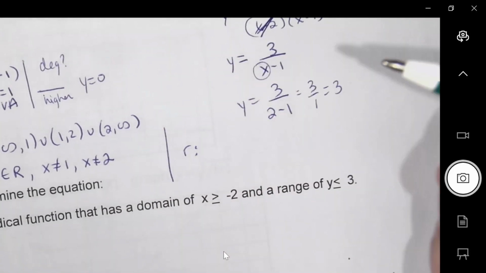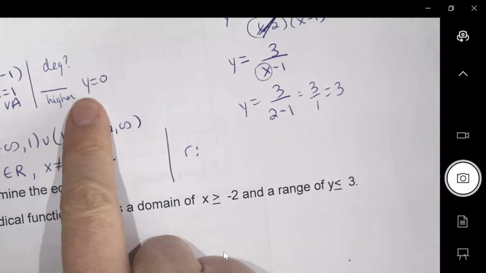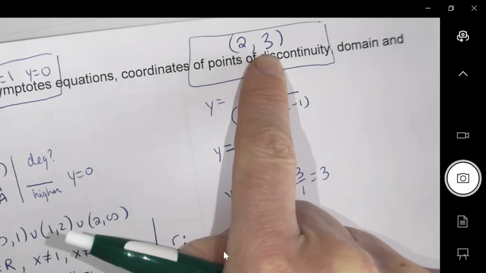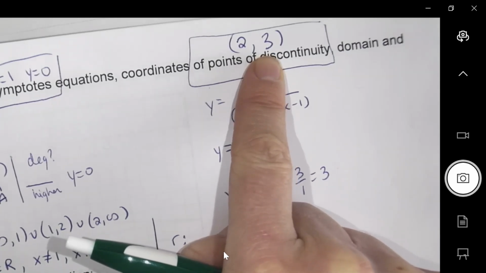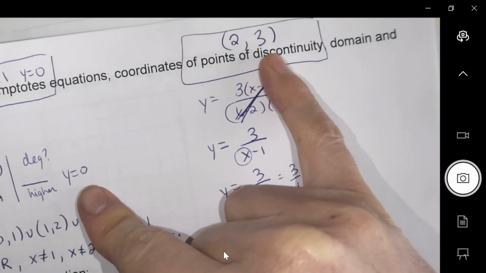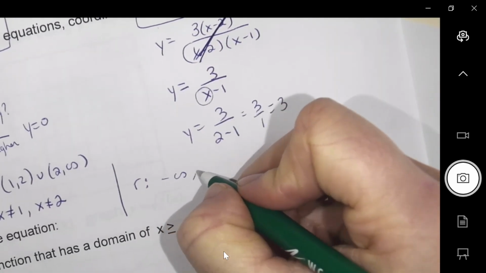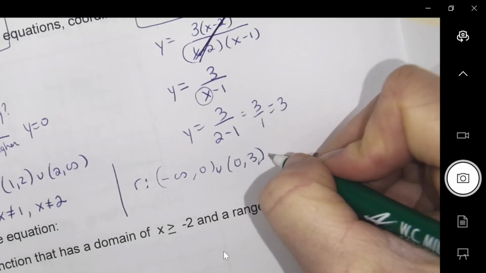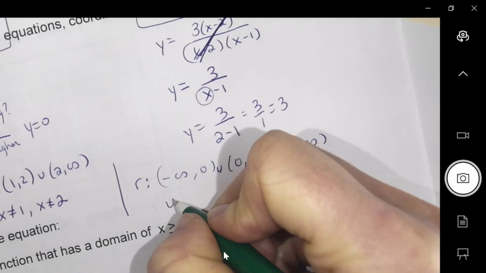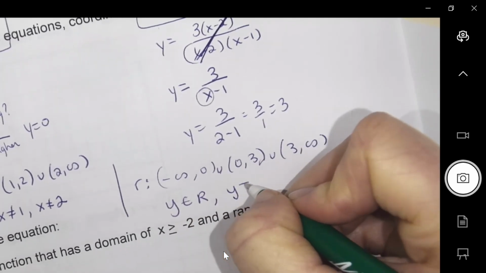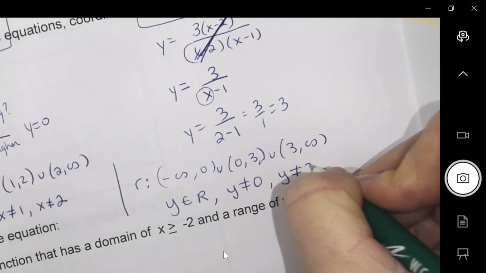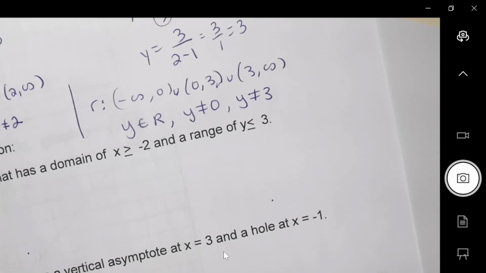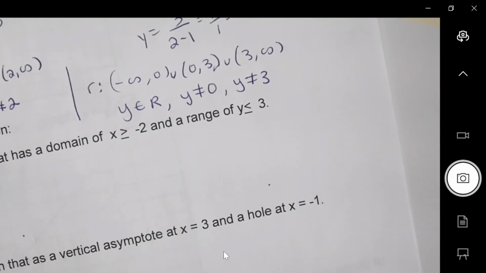So range, we have to skip over the height of our asymptote at 0. And we also have to skip over the height of the hole. Skipping over the asymptotes and the holes. So y can be anything except 0 or 3.